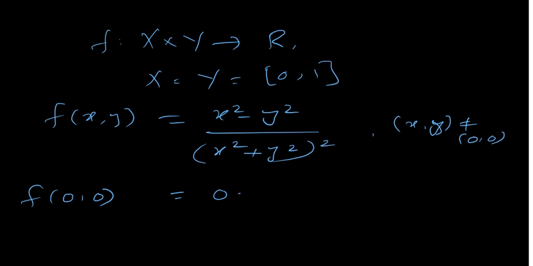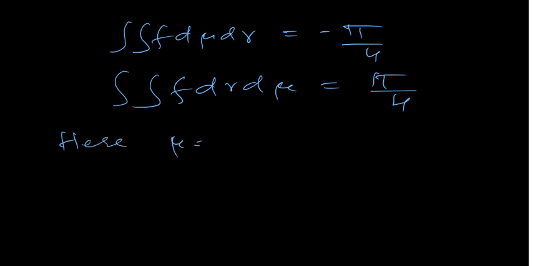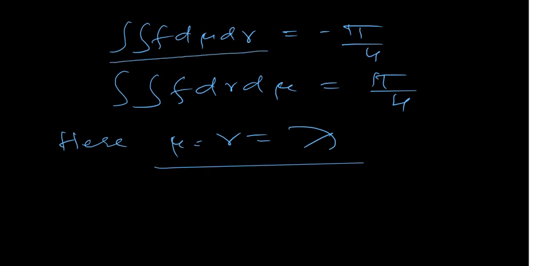Since you have done this double integration with respect to the Lebesgue measure, it's very simple. You can see with the ordinary integration that you have already done that the integral of f d mu d nu is equal to minus pi by 4, and the integral of f with d nu d mu is equal to plus pi by 4. That you can easily verify. Here mu is equal to nu is equal to lambda, both are the Lebesgue measures. If you first integrate with respect to x then y, you will get minus pi by 4, but if you integrate first with respect to y then with respect to x, it's equal to pi by 4.